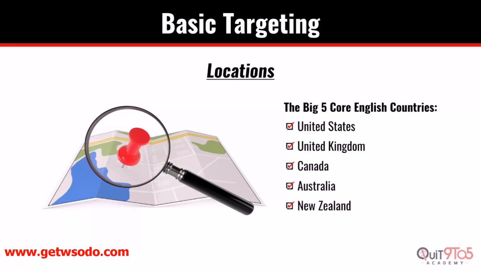What about locations? Well, there are 5 core English speaking countries that convert extremely well. There's the United States, United Kingdom, Canada, Australia, and New Zealand. These countries are all first world countries. A lot of people make a lot of money in these countries and just spend a lot of money in general. So, online offers appeal to these countries and they just buy a lot. So, a good starting point is to be targeting these 5 countries right off the hop, and you'll get some really good results that way.